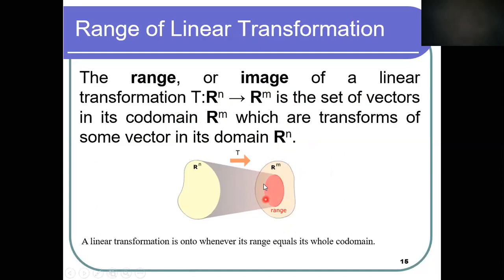It may be the whole codomain, but this is a subspace of Rm. This is the whole vector space, Rm, but this is one subset of Rm. The range is always a subspace of Rm. So you can say it is the set of vectors in its codomain Rm which are transforms of some vector in its domain.